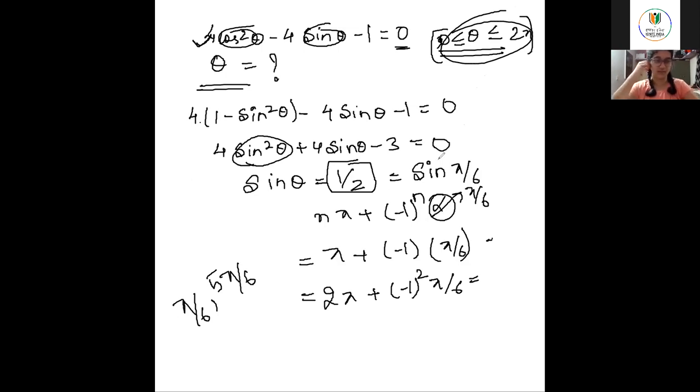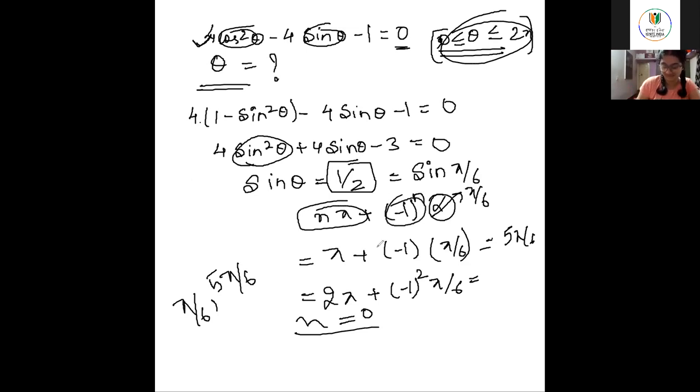I didn't get pi by 6. In the range, I only got 5 pi by 6. Okay, you got only 5 pi by 6. So here you get 5 pi by 6, correct? Now if you put n is equal to 0, what is your answer? Okay. So this becomes 0, this becomes 1. So anything to the power 0 becomes 1. This is pi by 6.